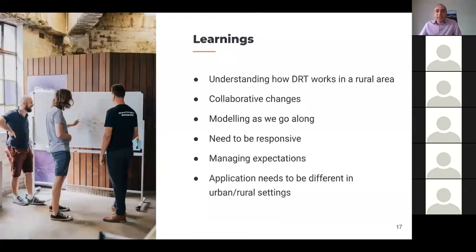So in terms of the key learnings that we can take away from this, I think for us as an operator, we've learned a lot about DRT and how it works. And I think that's been critical, because you can do these studies on paper, you can attend webinars, but actually until you're out there delivering it, you don't necessarily understand how it works. And we did spend a lot of time with our colleagues in Oxford looking at their DRT service that they were running up to the pandemic.